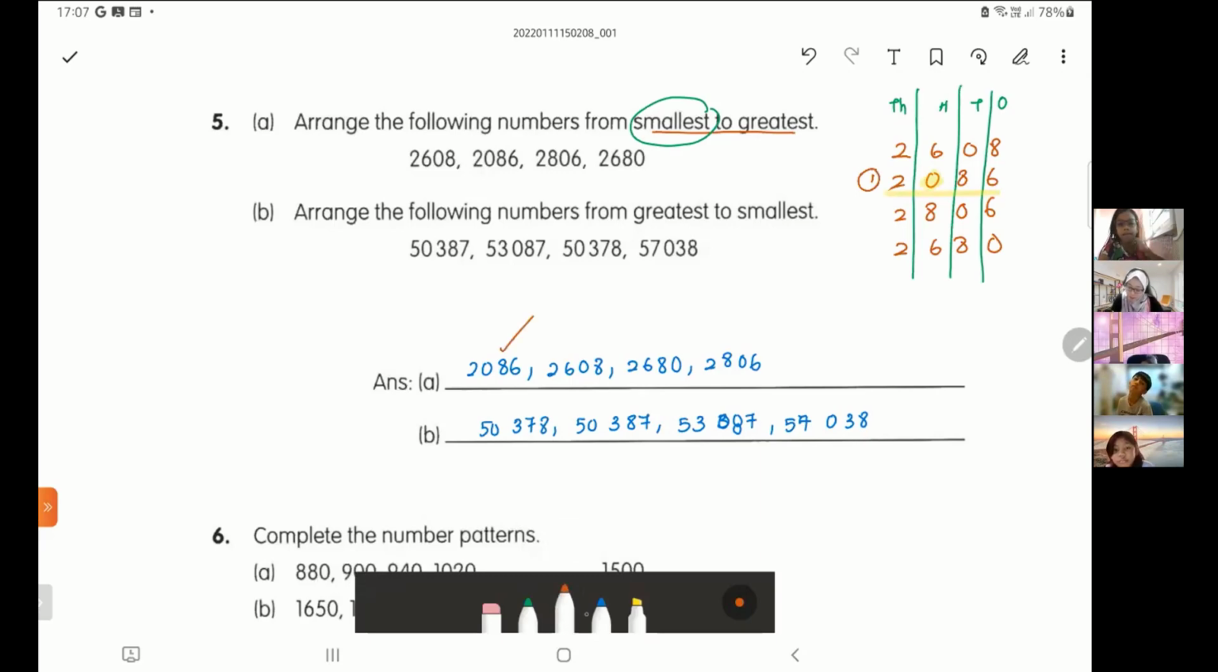Okay. Then if you look at the next one, look at the tens place, we look for the smaller one between 2608, 2806 and 2680, right? So between these two, the smaller one is 26 and 26.